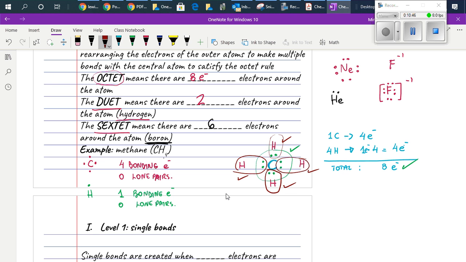So the Lewis dot diagram for methane, if we clean it up of everything, will be carbon at the center and then 8 electrons around the central atom. And we will have 4 hydrogens in the 4 domains of the carbon.